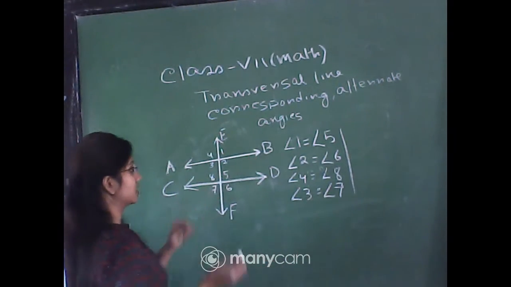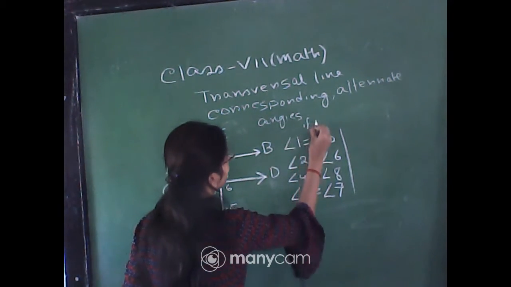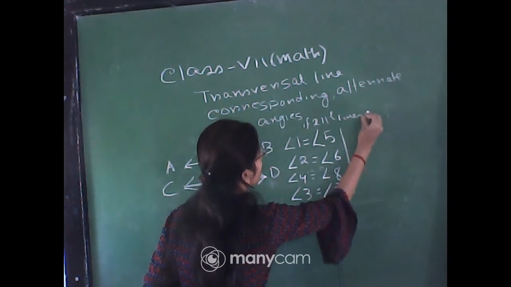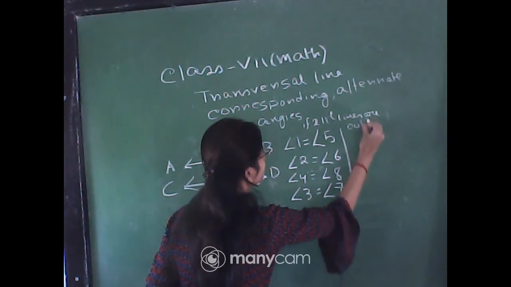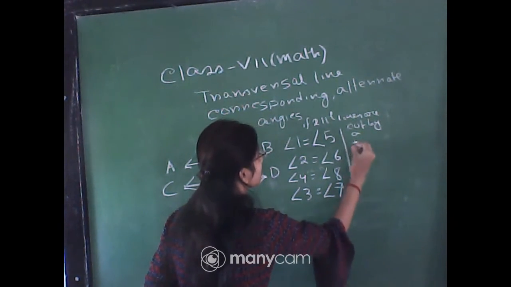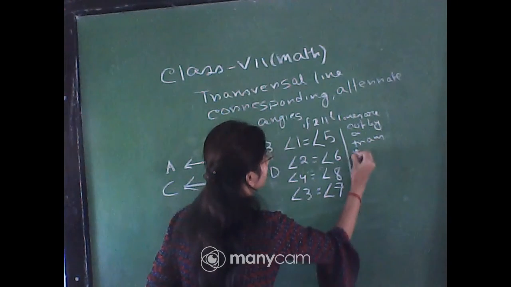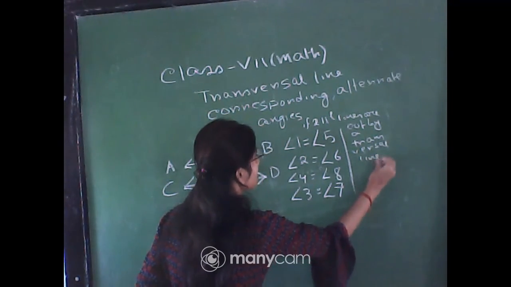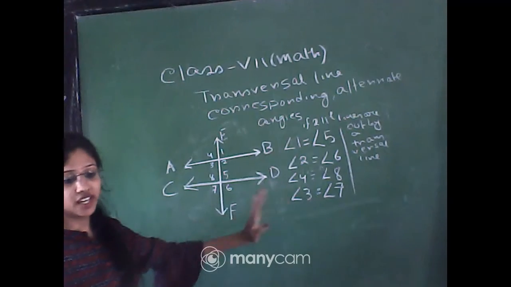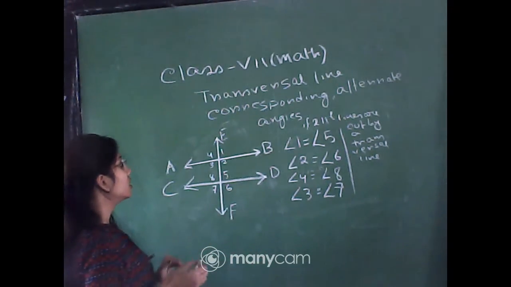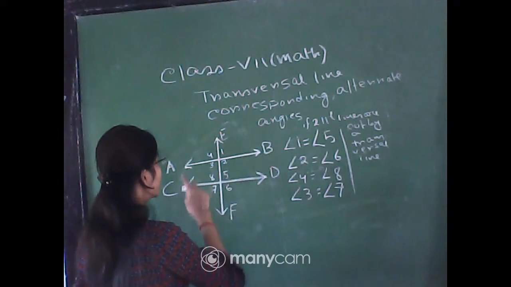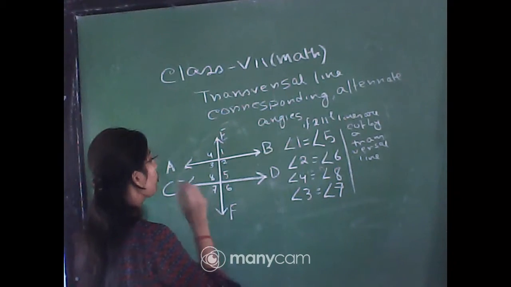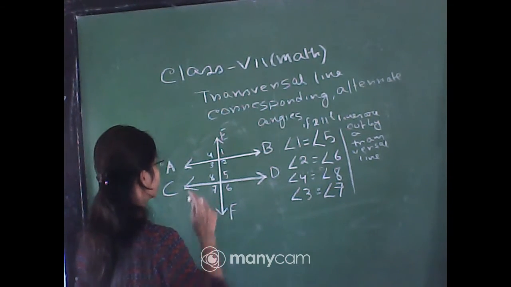If two parallel lines are cut by a transversal line, then each pair of corresponding angles are equal. Similarly, if two parallel lines are cut by a transversal line, then each pair of alternate angles are equal.